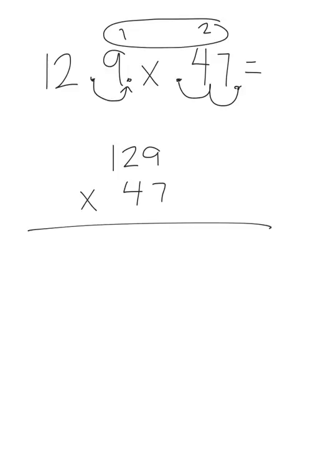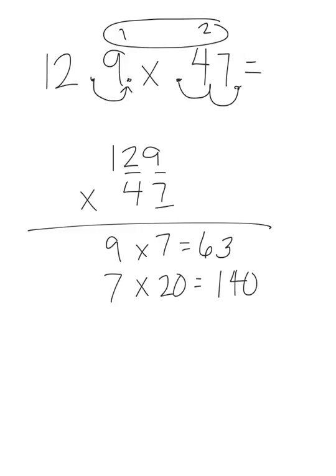All right, so let's start with our ones place value. 9 times 7 is 63. 7 times 20 is 140. Okay. 7 times 10 is 70. Oops. Messed that up. Let me go back and fix that for you guys. Got a little ahead of myself. 7 times 10 is 70. Okay. And I've done all of my ones place values, so let's move on to my tens.